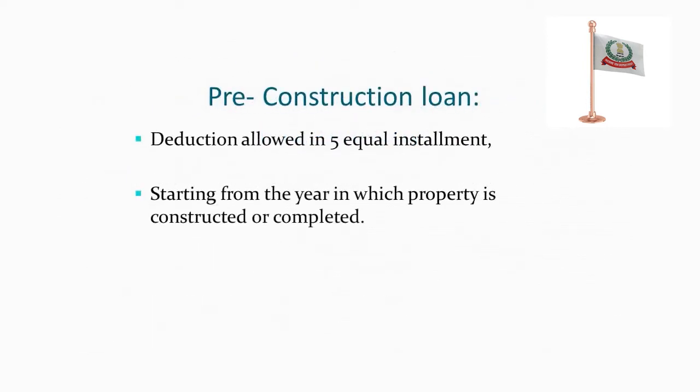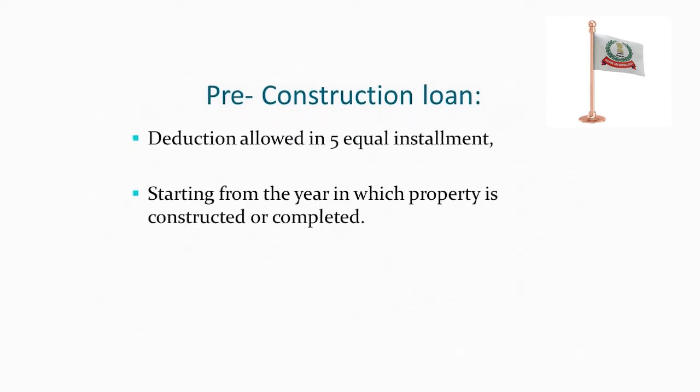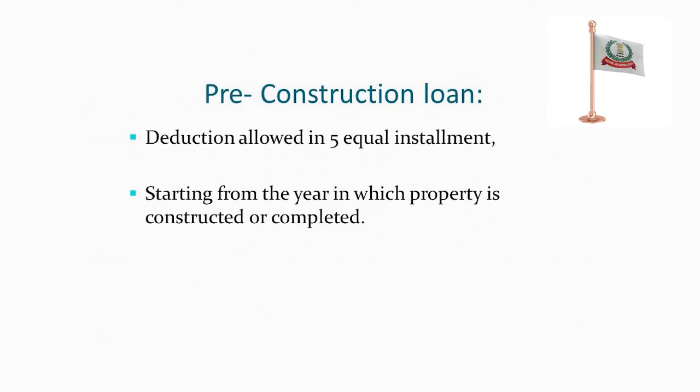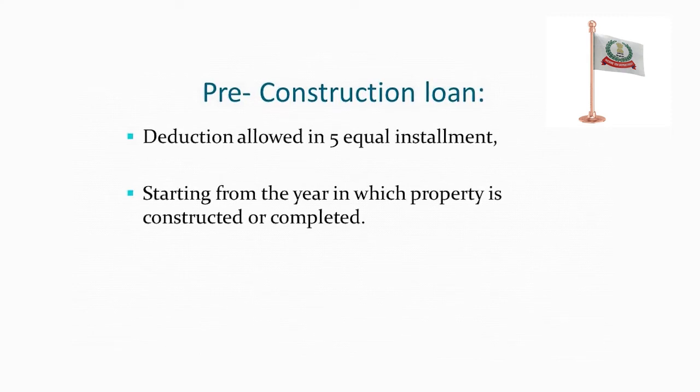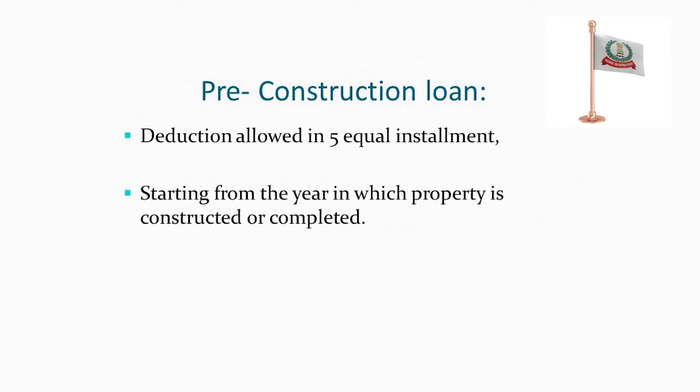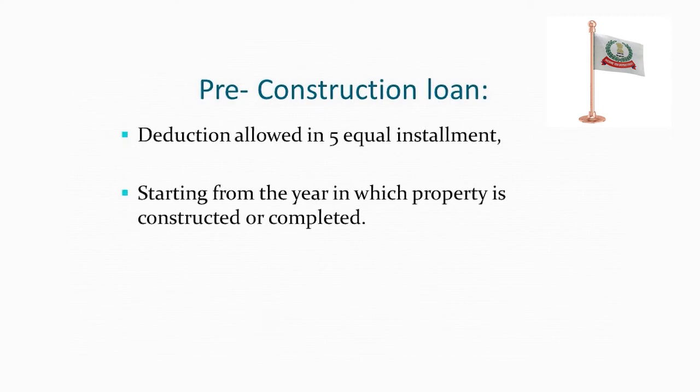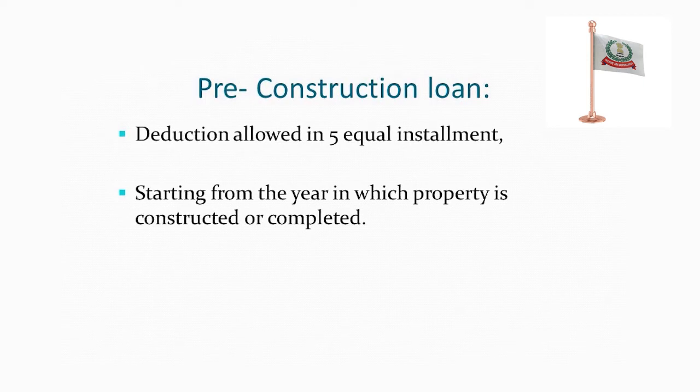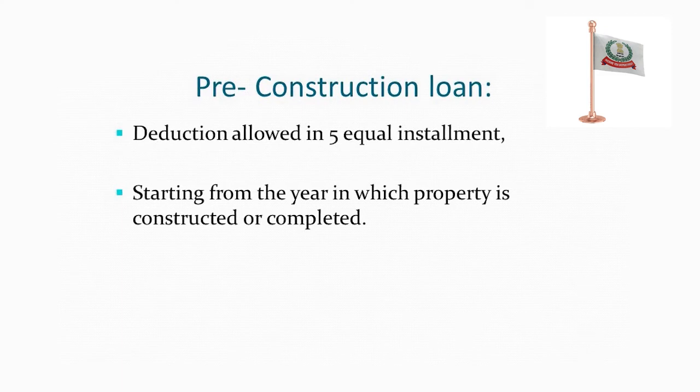Point number third, for pre-construction property. Where any loan has been taken on a property where construction is required, on such property, interest on loan is deductible only after the date when property is ready or construction is completed. Such interest before the construction will be added and will be allowed as a deduction in 5 equal installments from the year in which property is ready or construction is completed.